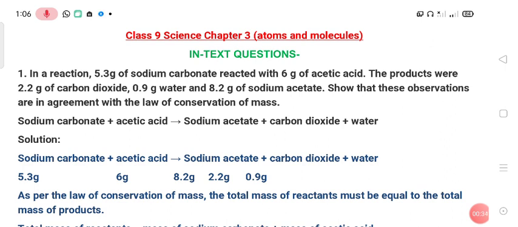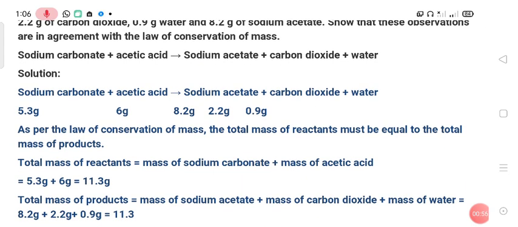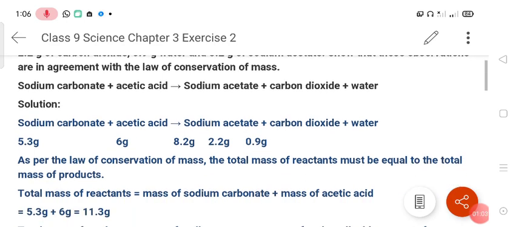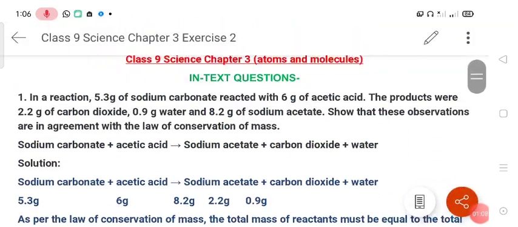So dear students, here a chemical reaction is given in which sodium carbonate is reacting with acetic acid, and the products which are being formed are sodium acetate plus carbon dioxide plus water. Their masses are given, means the masses of reactants and the masses of products are also given. We have to find out that these masses are in accordance or in agreement with the law of conservation of mass.